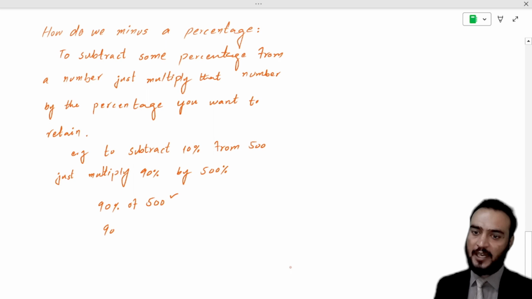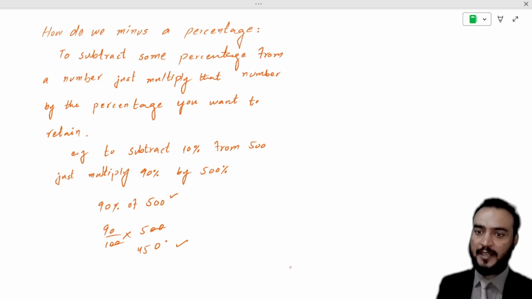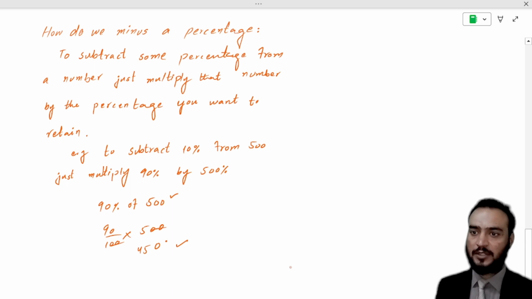That means 90 over 100 times 500. So 450 is the remaining amount. You have to subtract only 10%, but you have to find 90%. The amount which you want to retain is 90%. So only 10% is subtracted, not of 100%. So that's how we minus a percentage.